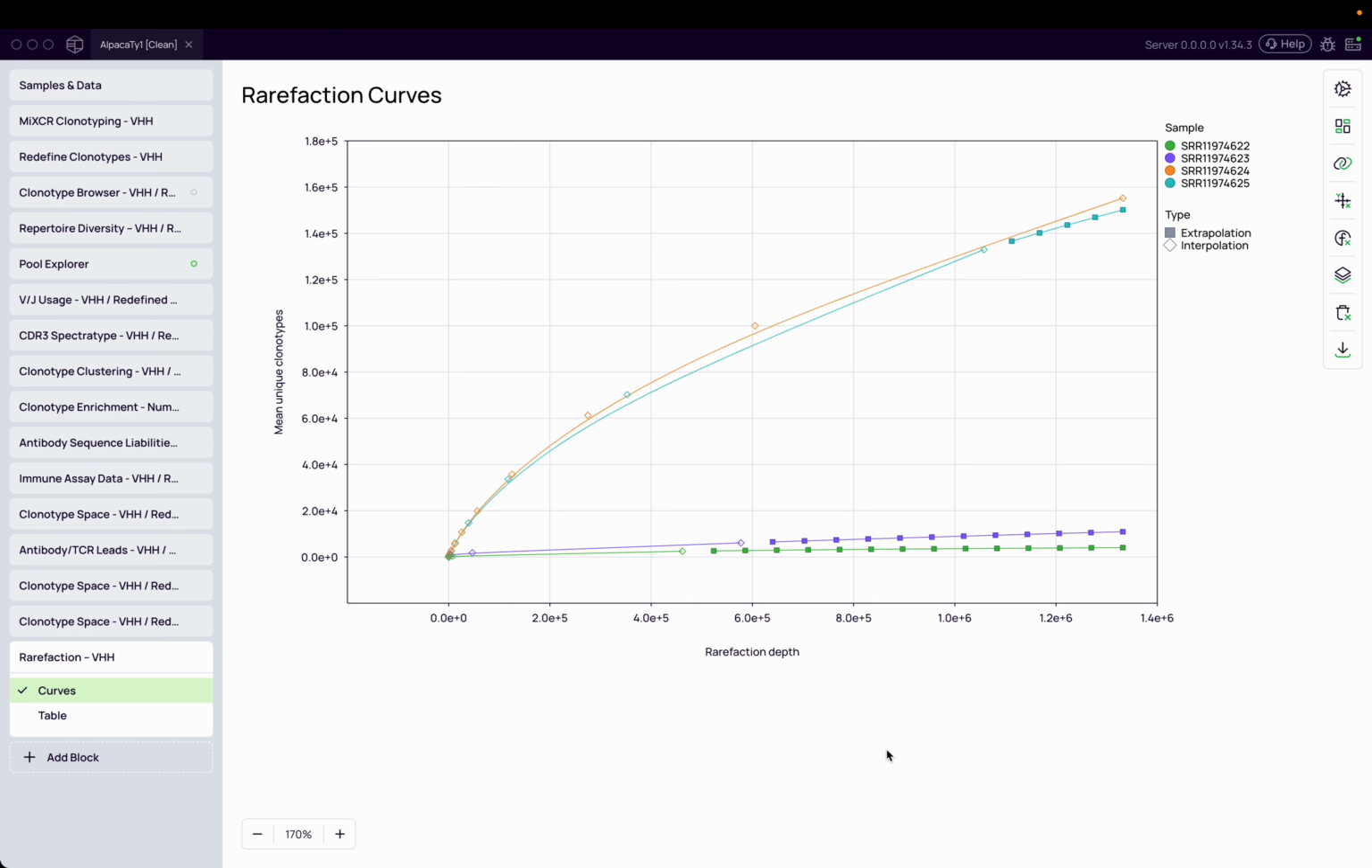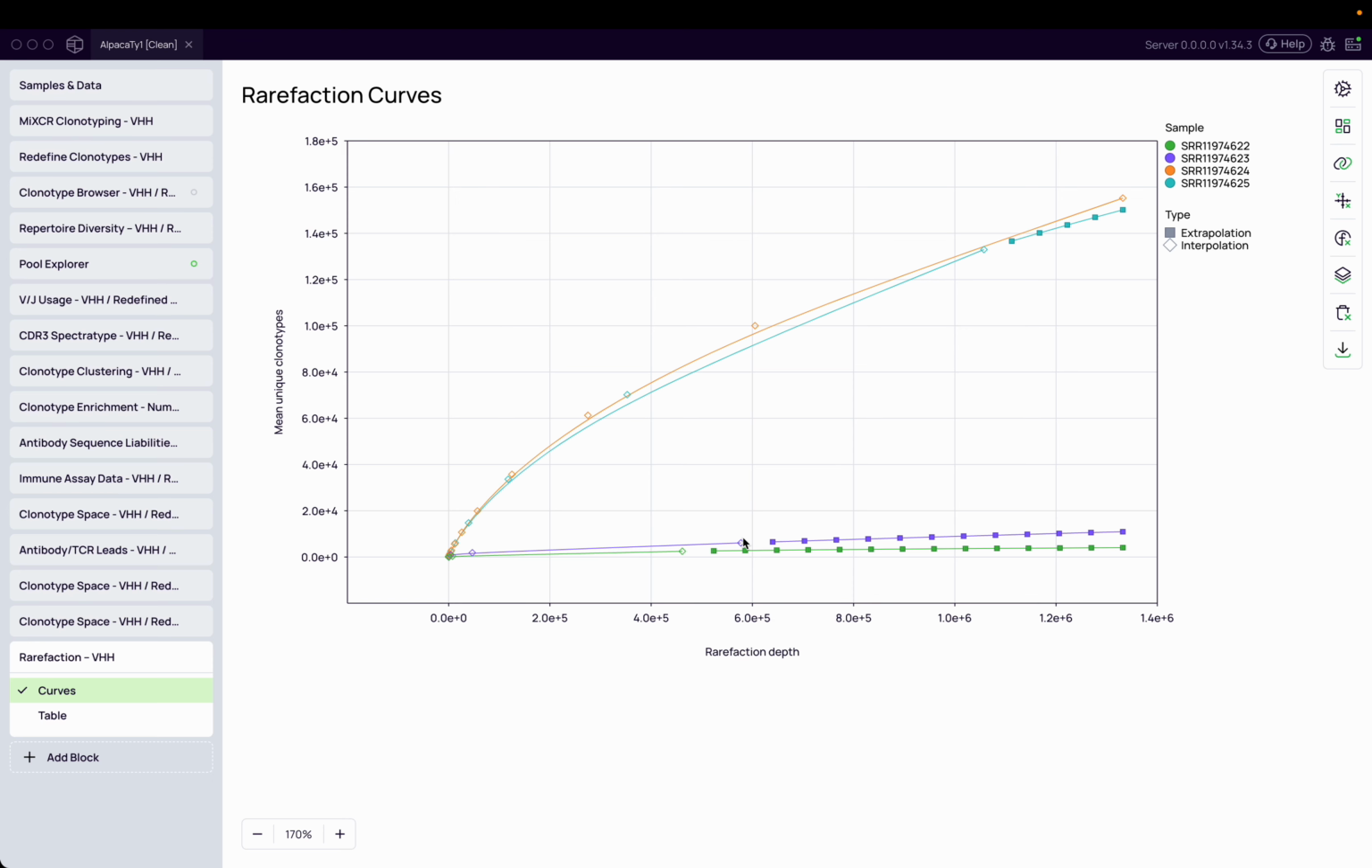For every sample, we have on the x-axis the rarefaction depth. The rarefaction depth is actually the interpolated and extrapolated abundance of the sample, and on the y-axis we have the mean number of unique clonotypes that we would find in the sample if the abundance of the sample is this number on the x-axis.